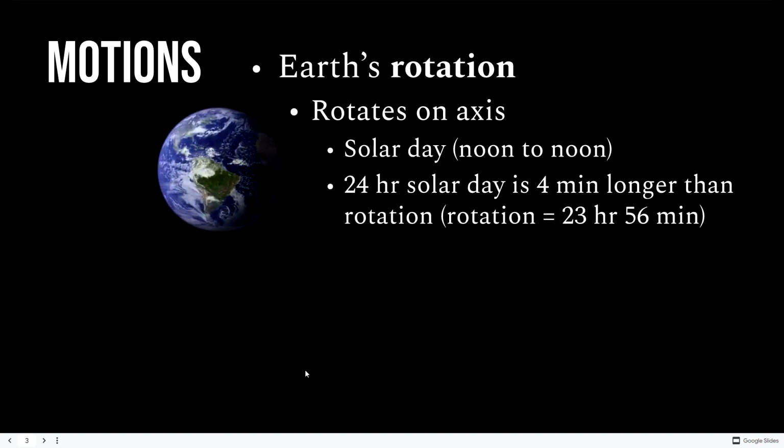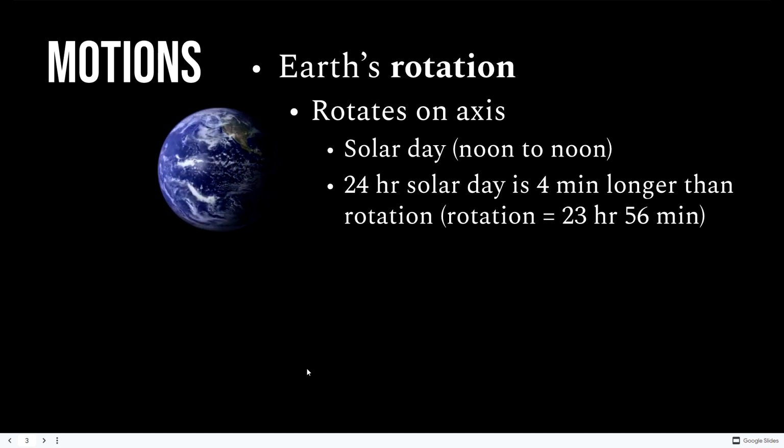So, motion of the Earth. We have two different types of motion, rotation and revolution. Rotation is what happens on our axis. We have that axis that is an invisible pole that goes straight through from top to bottom of the Earth, North Pole to South Pole. And it's actually tilted a little bit, but the Earth basically rotates on that axis. It just spins in a circle like a top. This is what gives us our day.